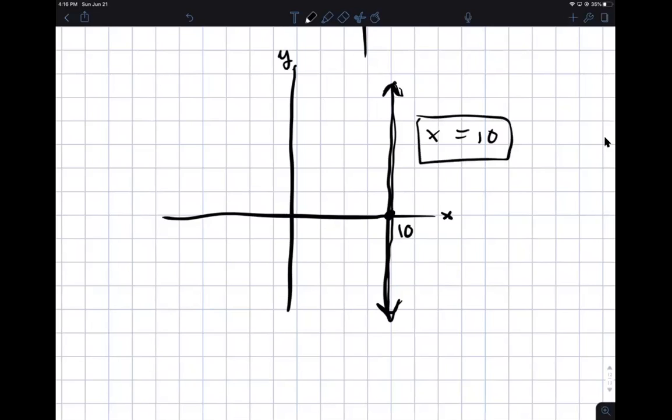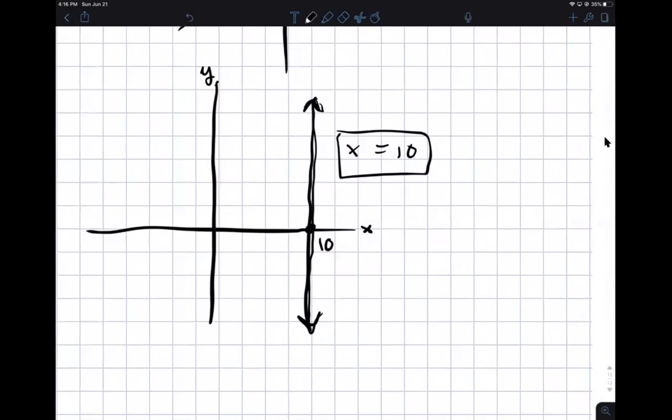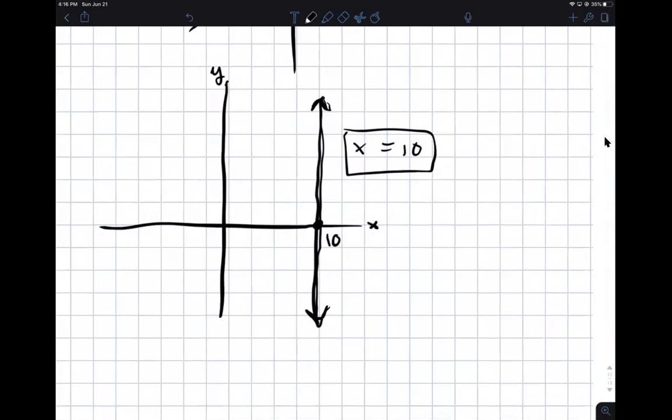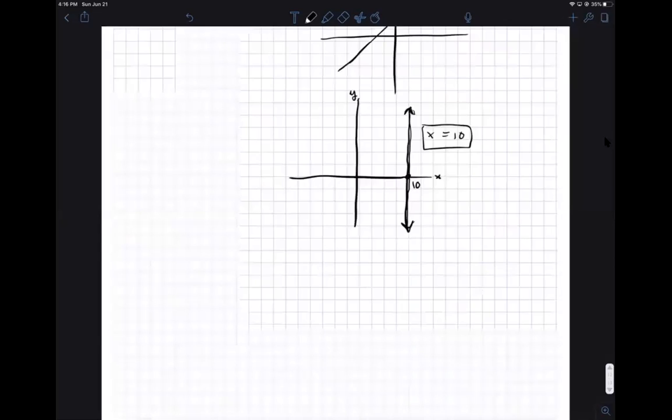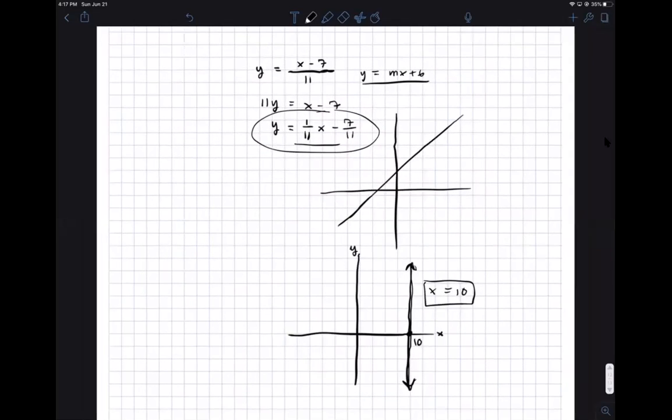So this is a question. Is x equals 10 a function? No. Right, it's not a function because all the x's are the same. There has to be at most one y value for every x value, but they all share the same x value. Okay. All right, cool. Are there any other questions?